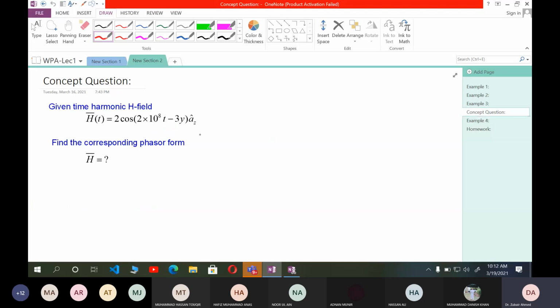So here's a concept question. We are given a time harmonic or instantaneous magnetic field. It is 2 cosine (2×10^8 t minus 3y) a_z unit vector. So what's this thing, by the way? 2×10^8, omega, sir. So this is the omega. So we want to convert this instantaneous signal into phasor form. How can we do this?